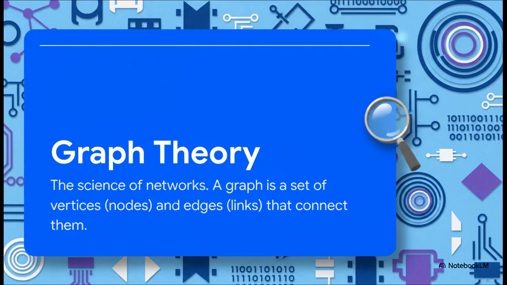Or what about graph theory, the study of networks? It looks so simple, right? It's just dots and lines. But this provides the mathematical structure to analyze everything from your social network to internet traffic to flight paths for airlines and even molecular biology.